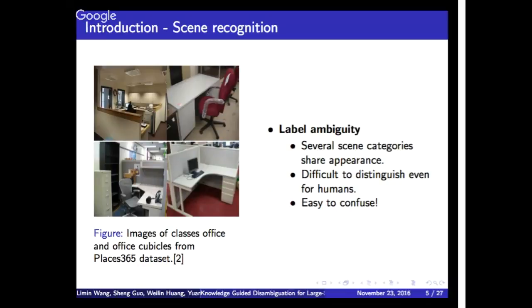The second problem is the label ambiguity, which is the opposite of before. That is, that there are several classes that look very similar between them. In this case, two of these images belong to the class office, and the other two belong to office cubicles. As you can see, they are very similar. The two on the top are from office, and the two on the bottom are from office cubicles. But you know this because I'm telling you. So, of course, this is very easy to confuse, even for humans.